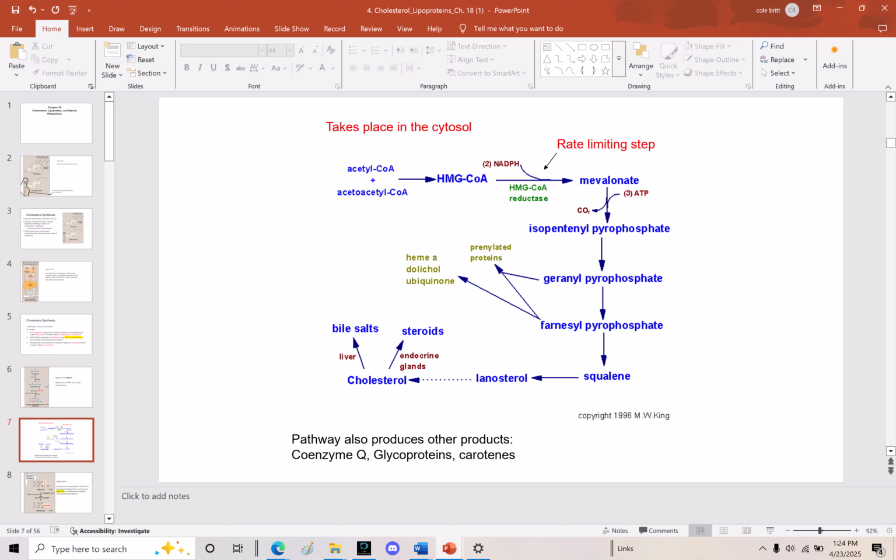And this does require a variety of molecules, glycoproteins, keratins, coenzyme Q. You actually make a lot of intermediates in cholesterol synthesis that you can use in other pathways. But you don't need to know all those details. You had enough details to memorize. So you take 3 acetyl-CoA, HMG-CoA, and then NADPH.